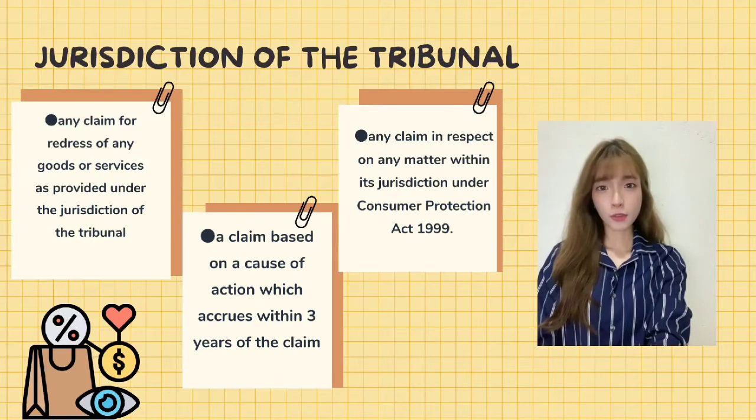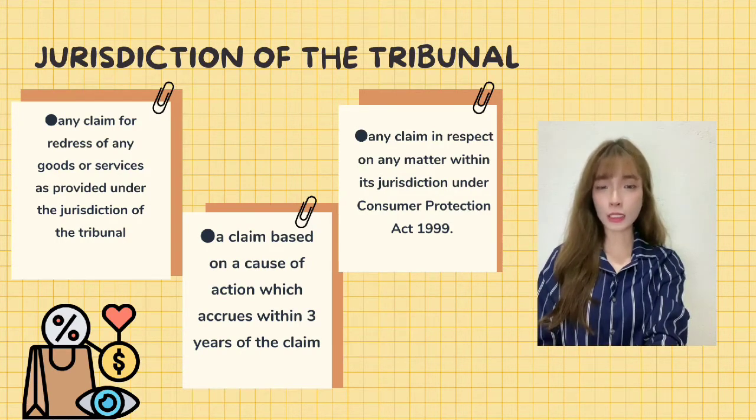The tribunal consists of a chairman and a deputy chairman who are officers from the judicial and legal service, and not less than 5 other members appointed by the minister. The tribunal has jurisdiction to hear any claim for redress of any goods or services as provided under its jurisdiction, a claim based on a cause of action which accrues within 3 years of the claim, and any claim in respect of any matter within its jurisdiction under the Consumer Protection Act 1999.